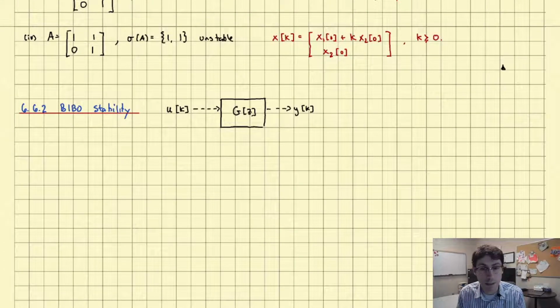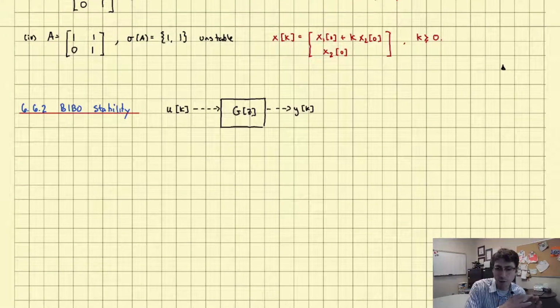BIBO stability is, of course, an input-output notion. We talked about it in chapter 2, all those definitions about what it means to be bounded, what it means to be bounded input, bounded output stable, all those stay the same. The definitions of BIBO stability and what boundedness involves are the same. And so now I'm going to just state the theorem for BIBO stability, which is analogous to what we saw in chapter 2 for continuous time systems.